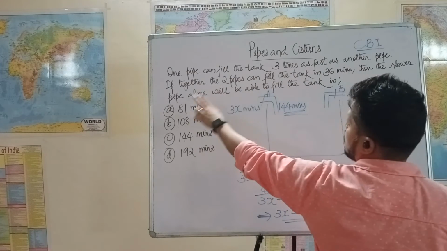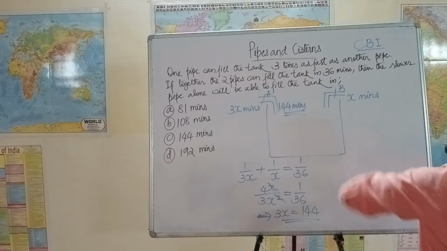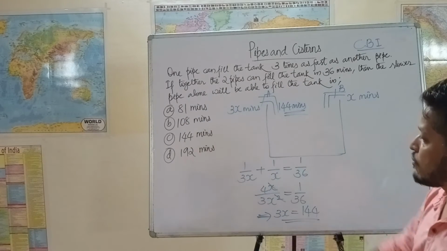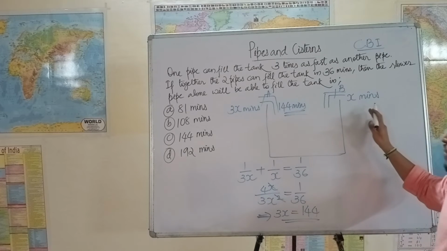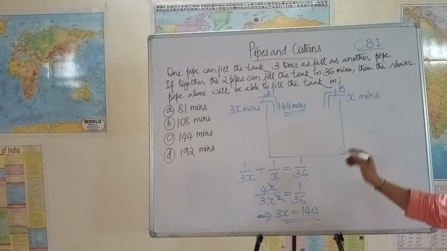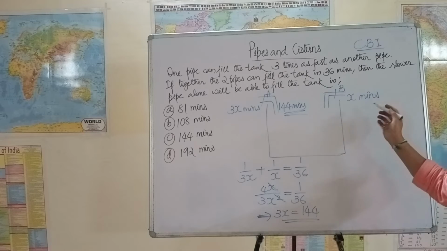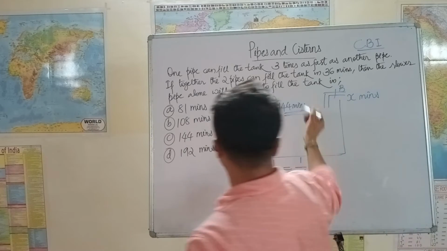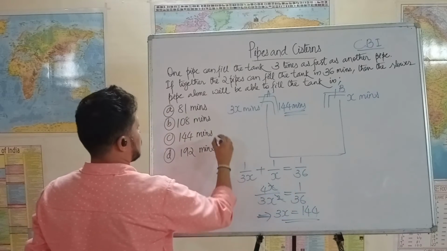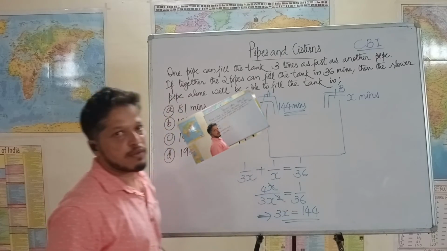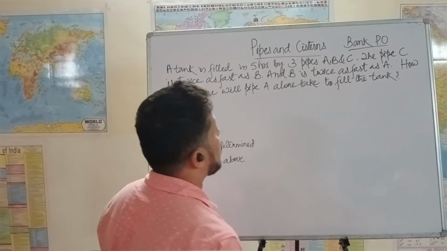So the slower pipe alone will fill the tank in how many minutes? 144. If you still want to find the value of x, you can go and divide this by 3 and find the value, but it's not required. The slower one can fill the tank in 144 minutes. So option C.